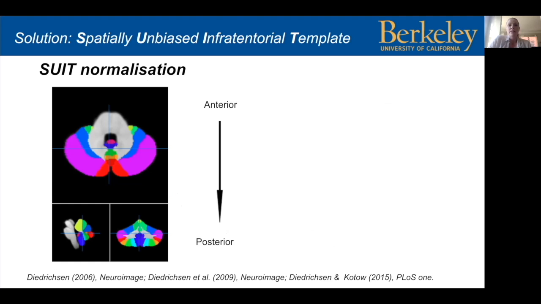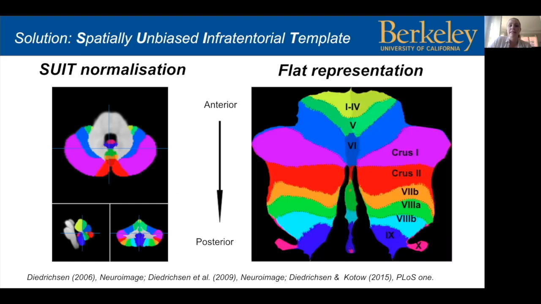Well, to address these shortcomings, in recent years, a probabilistic atlas has been developed, which is resolved not to the level of the folia or groups of folia, but to the level of lobules. And this development has taken the form of a spatially unbiased infratentorial template, or SUIT for short, presented here on the left in coronal, sagittal, and horizontal views. And each color denotes a different lobule. And more recently, a flat map representation of this atlas has been developed to allow for the visualization of cerebellar gray matter in one concise view.